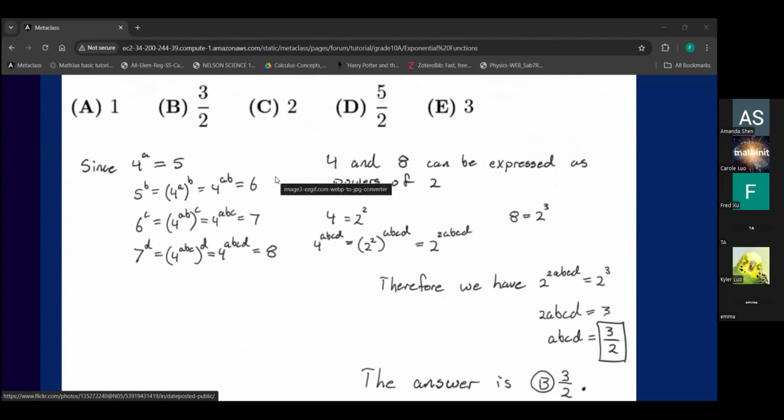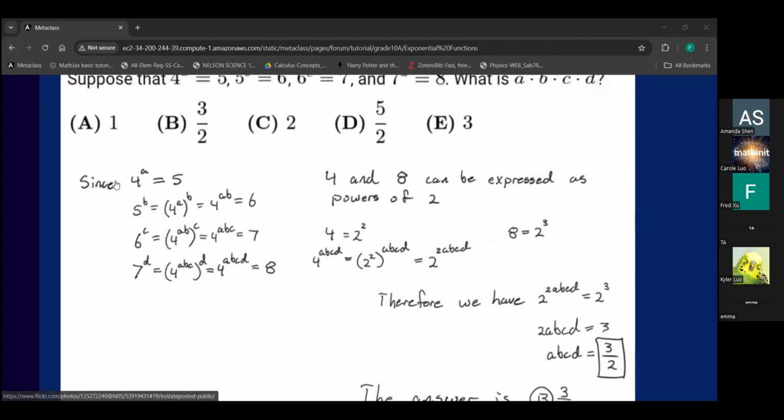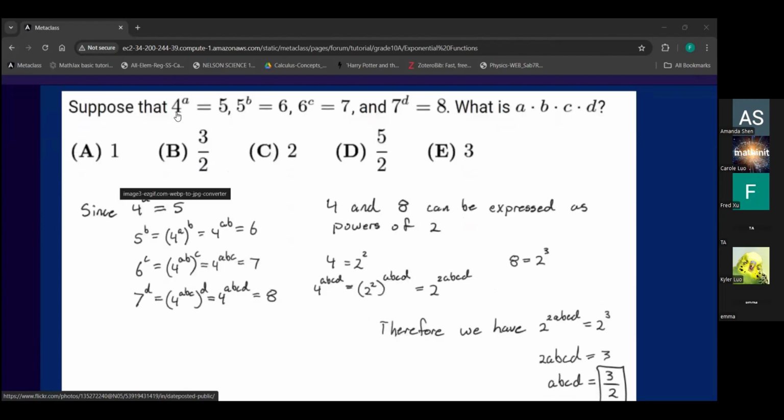So, since 4 to the power of A is equal to 5, right? They give you that. Since 4 to the power of A is equal to 5, you can sub that into this equation right here. You can put this 4 to the power of A into this 5 over here. So then you get 4 to the power of A, all that to the power of B, is equal to 4 to the power of AB, which is equal to 6.